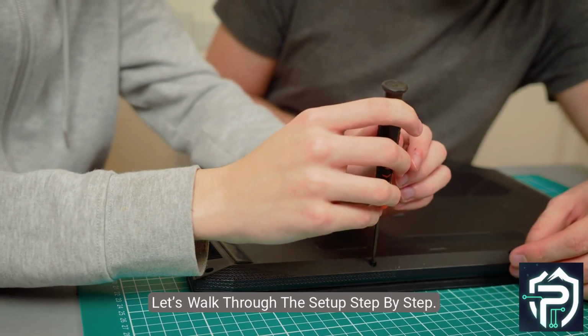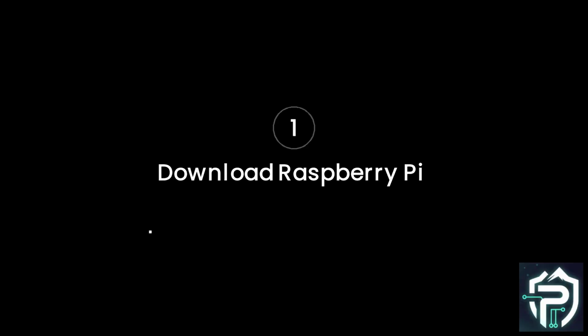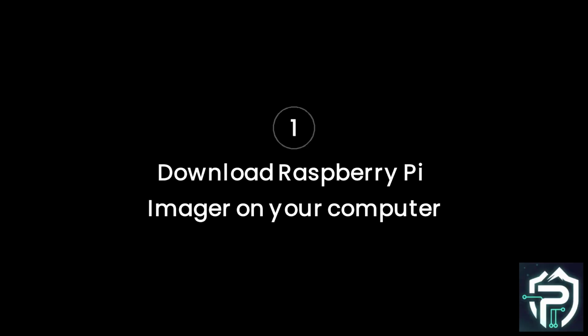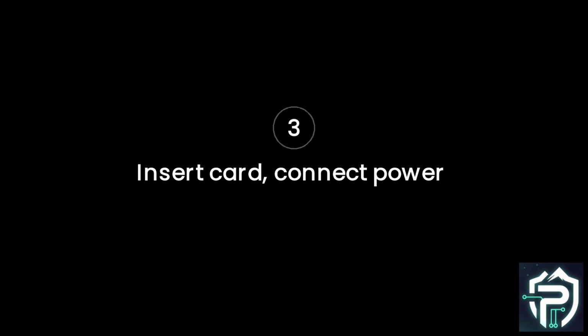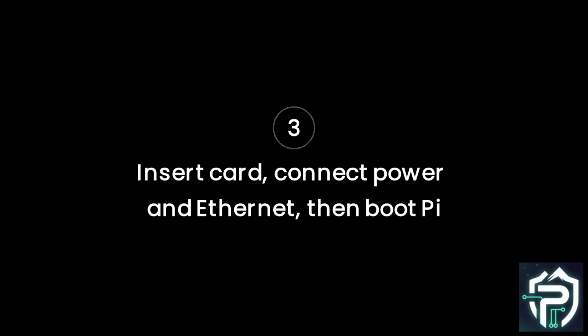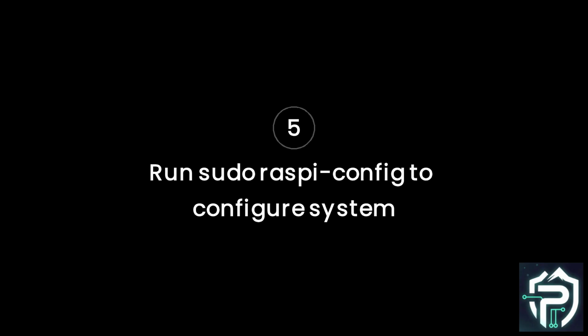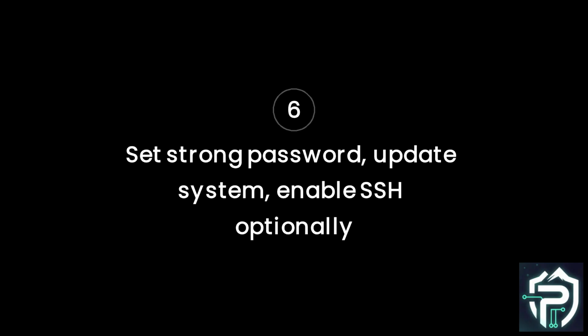Let's walk through the setup step by step. Start by downloading Raspberry Pi Imager on your computer. Next, flash Raspberry Pi OS Lite onto a micro SD card. Insert the card, connect power and Ethernet, and boot up the Pi. Log in using the default credentials. Run sudo raspi-config right away. Set a strong password, update the system, and optionally enable SSH for remote management.